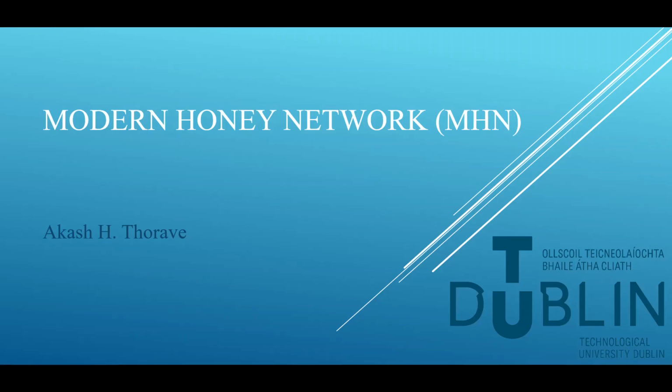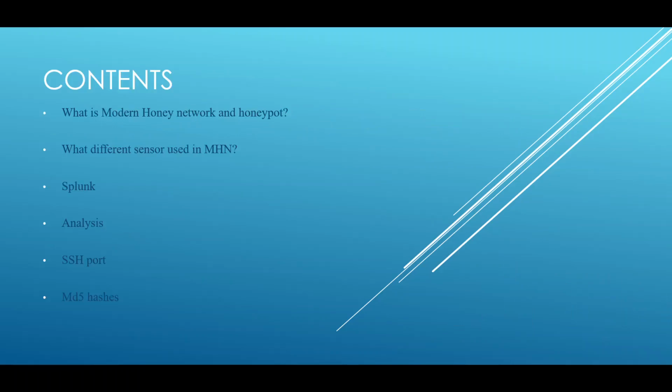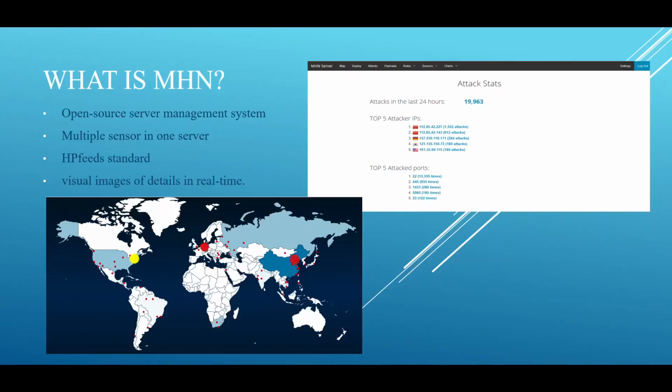Now I represent a topic as a modern honey network. In the topic, they have main content like what is modern honey network and honeypot, what is the different sensor used in the MHN, what is Splunk, analysis part of the MHN, why SSH port in MHN, and MD5 hashes. So what is MHN?